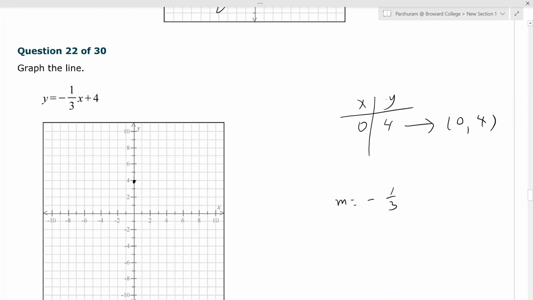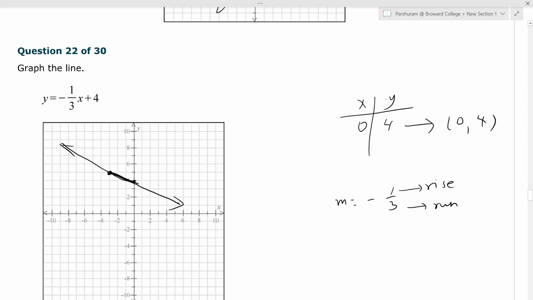So that means if you rise 1 unit up, this is rise, this is run. If you rise 1 unit up, because of this negative sign, instead of running to the right side, you run to the left side. So 1 unit up, 1, 2, 3 units left. So this will be our next point on the line. So finding the next point using a point and then slope is very easy. So just join these 2 points, and that's the graph.